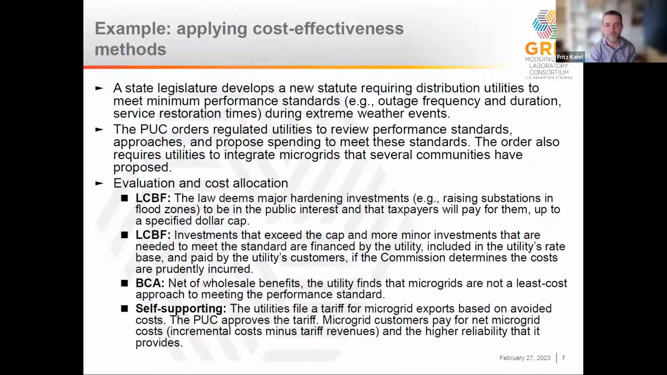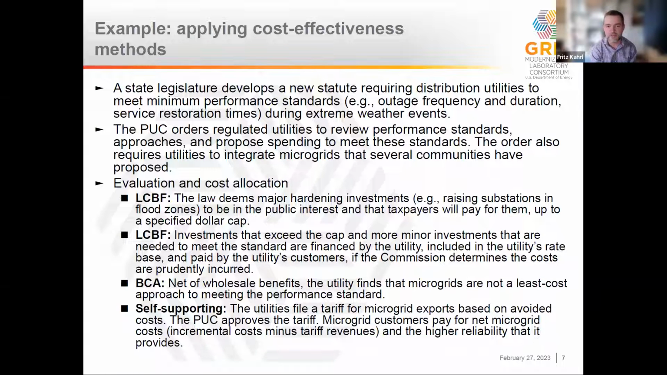Here's how this might work within the framework that we just discussed. First, the law deems that major hardening investments, things like raising substations in flood zones, will be in the public interest, and it creates a source of tax revenue to pay for them up to the specified dollar cap. So these types of investments are going to be paid by taxpayers rather than ratepayers. Investments that exceed the cap and smaller investments that are needed to meet the standard are financed by the utility, included in the utility's rate base, and paid for by utility customers subject to prudence review.